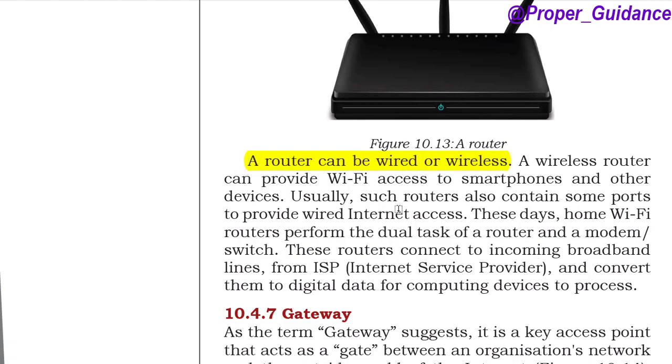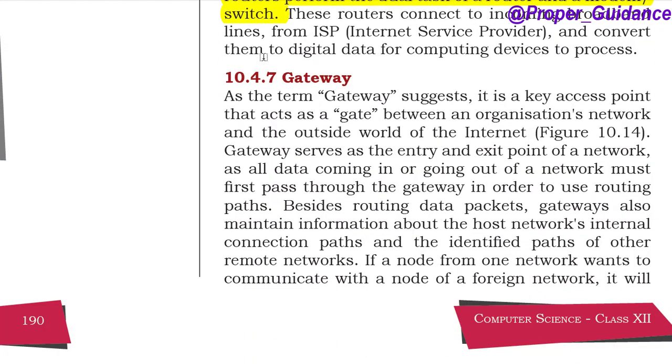A router can be wired or wireless. A wireless router can provide Wi-Fi access to smartphones and other devices. Usually, such routers also contain some ports to provide wired internet connection. These days, home Wi-Fi routers perform the dual task of a router and a modem or a switch. These routers connect to incoming broadband lines from the ISP, internet service provider, and convert them to digital data for computing devices to process. Okay. Next, we will learn about gateway.